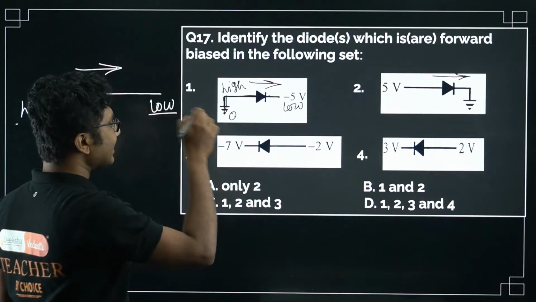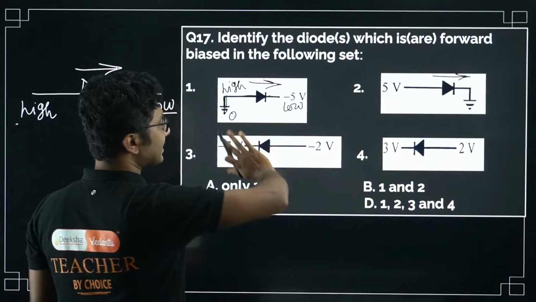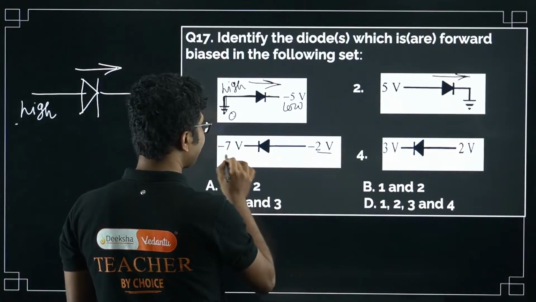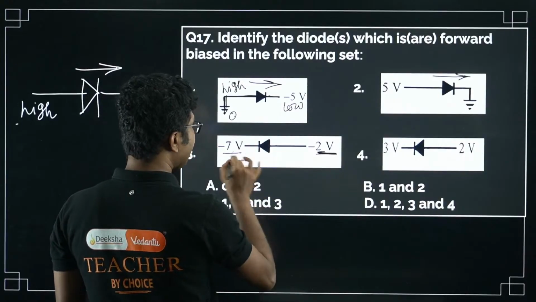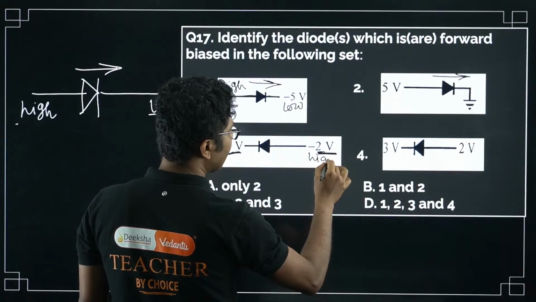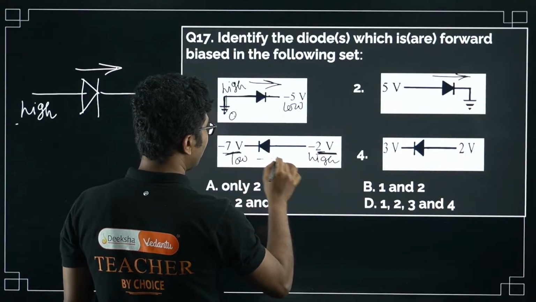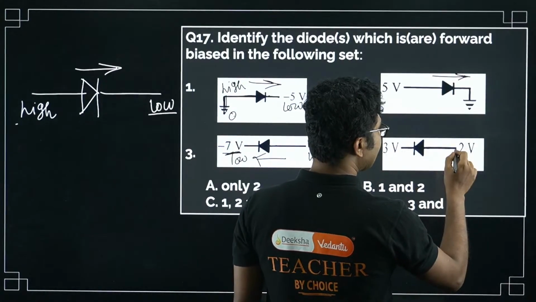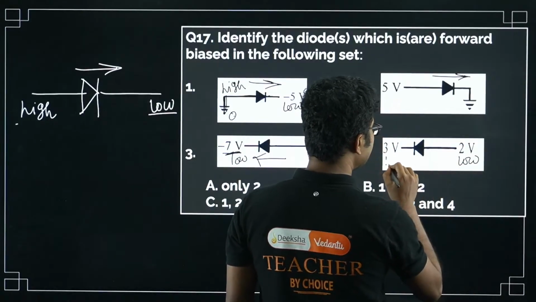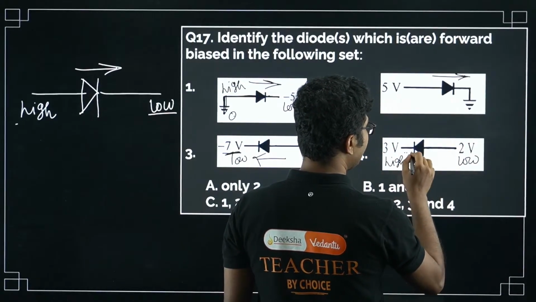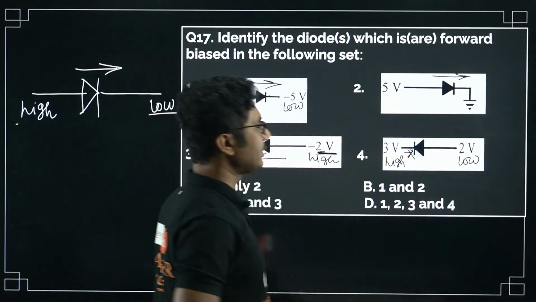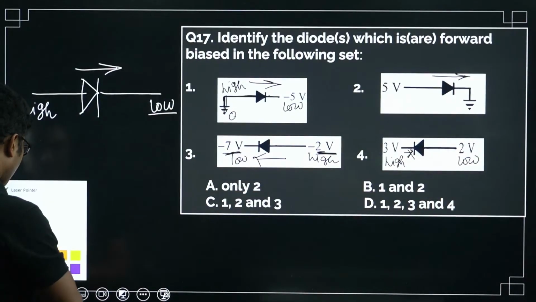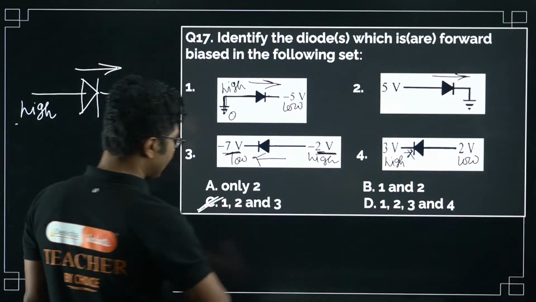Now whether this is forward biased or not, they have reversed the diagram of the diode. This is -2, this is -7, so -2 is higher than -7, so this is high, this is low, so current will flow. This is also forward biased. Now in this case, this is low, this is high, so current will not be able to pass through this, so this is a reverse bias case. So only 1, 2 and 3 are forward biased. So option C is the correct answer.